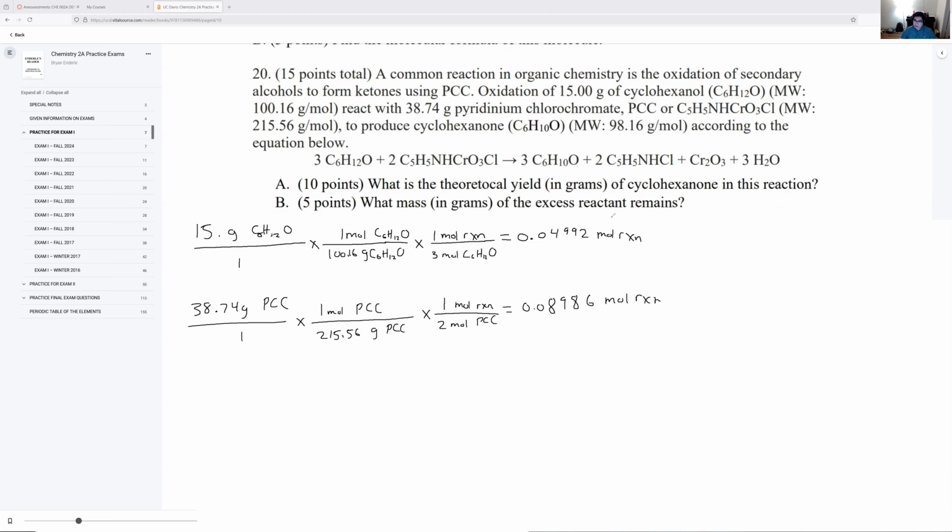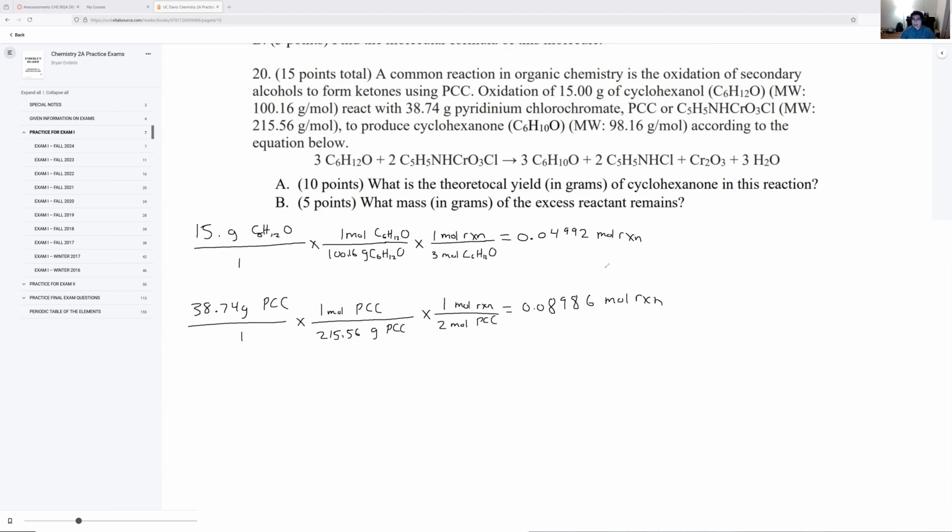So now that we have the moles of reaction for each, you can do a few things with this. You could figure out what the theoretical yield of the product is. In this case, you would essentially just multiply by 3 to get the moles of cyclohexanone, because you get 3 cyclohexanones for every one time you do the reaction. And then you can convert it to grams using molecular weight. That's it. So that's A, and we're doing B here.